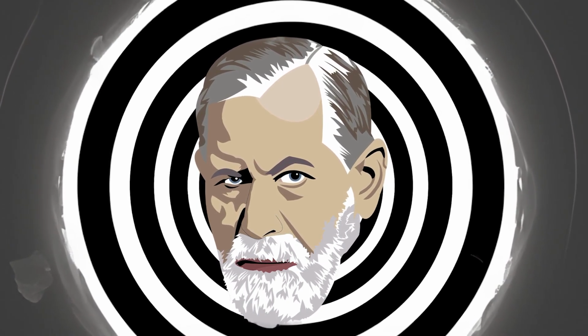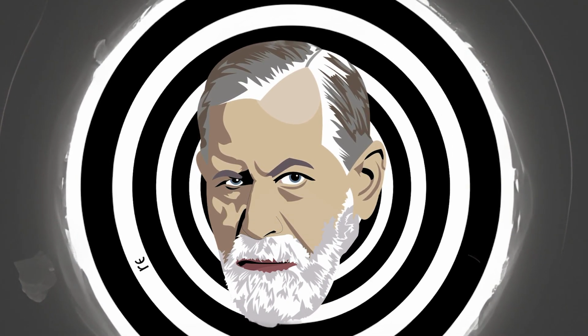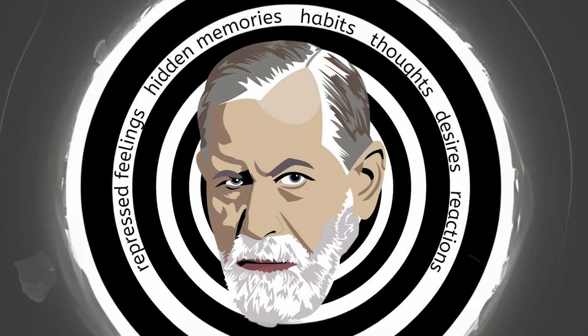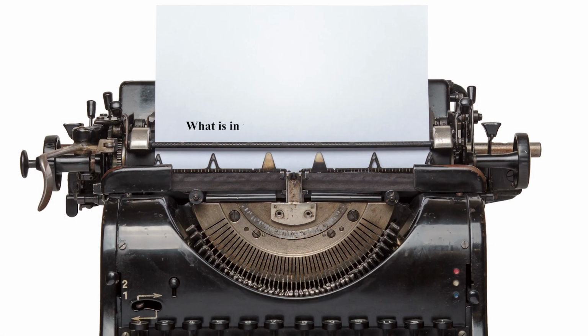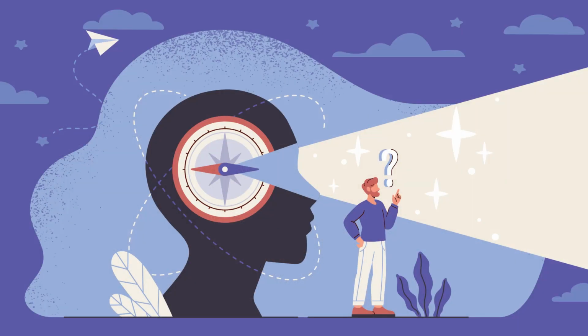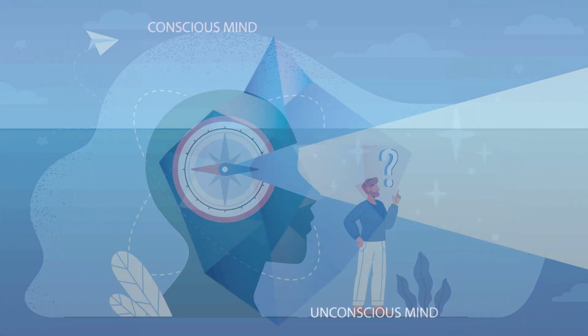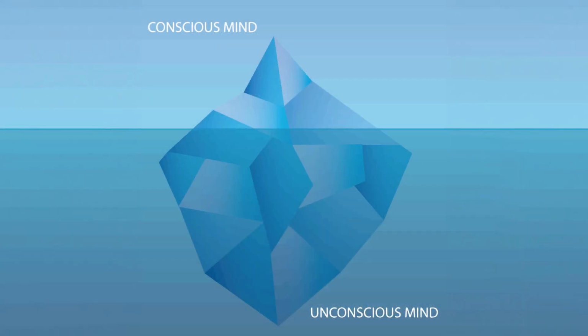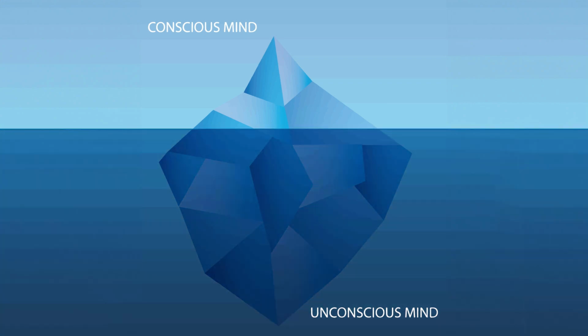In his theory, the unconscious mind is identified as the place where repressed feelings, hidden memories, habits, thoughts, desires, and reactions dwell. As you can imagine, for artists and authors, this suddenly meant that there was something in addition to external forces that was shaping human behavior. What we see and perceive to be real is just a perception. Another mind might perceive it differently because there's so much going on beneath the surface. It's like the mind is an iceberg. A small portion is accessible, but beneath the surface, there's so much going on that we just don't see.